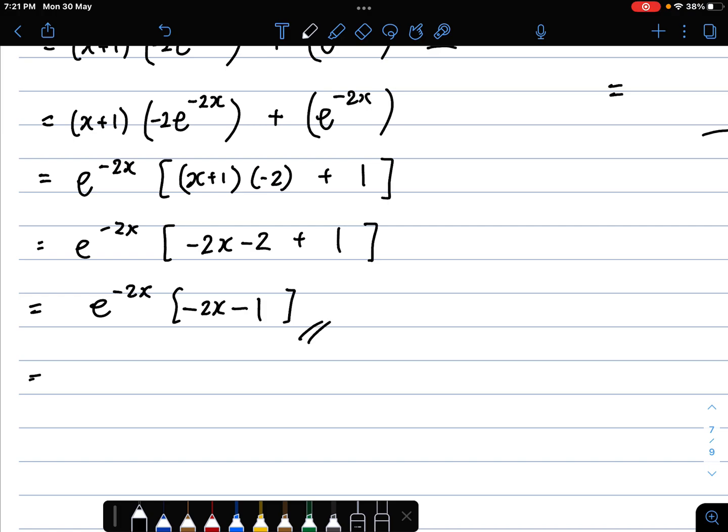Okay, if you want, you can even factor out a negative sign. So negative sign in front, then e power negative 2x times 2x plus 1. Oh, don't need to write the positive in front of the 2. That's it.